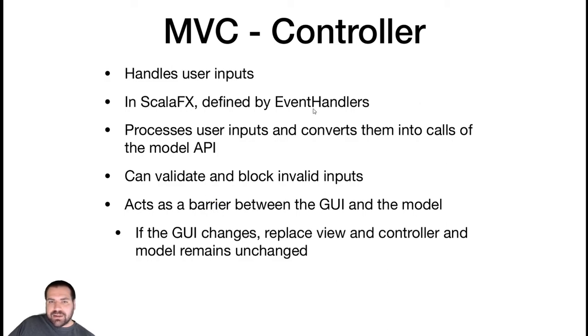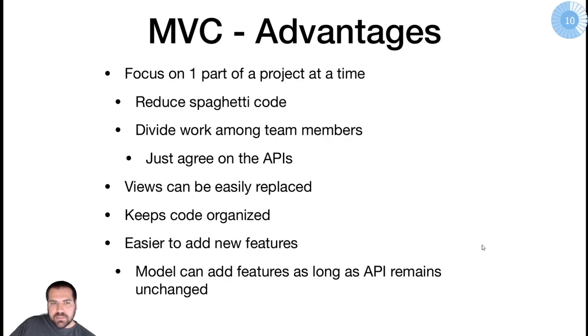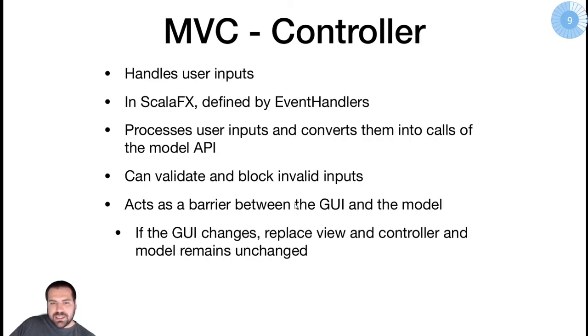So the event handler's job is to take the event that occurred, and then translate that into a call to the model using one of its API methods. So if we need to change the entire look and feel of the app, we replace the view and controller, but the model does not change.